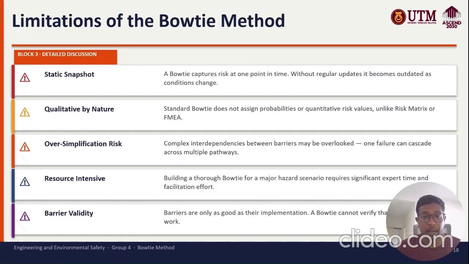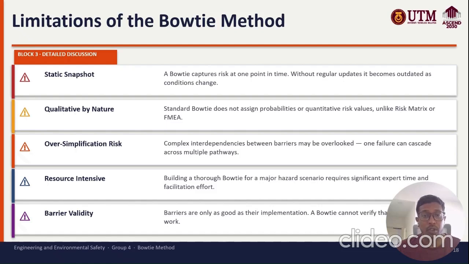And lastly, barrier validity. The bow tie assumes that the barriers listed are actually working, but it cannot verify that. So you might document safety valves as a barrier, but if that valve hasn't been tested in 2 years, it may not actually function when needed. So the diagram is only as reliable as the barriers behind it.